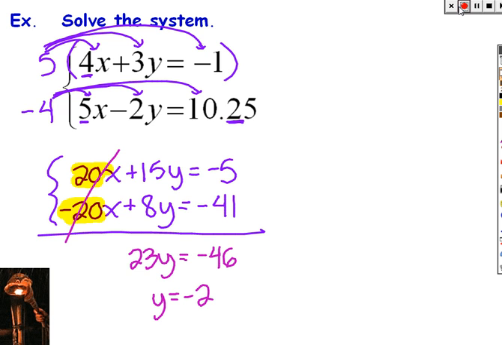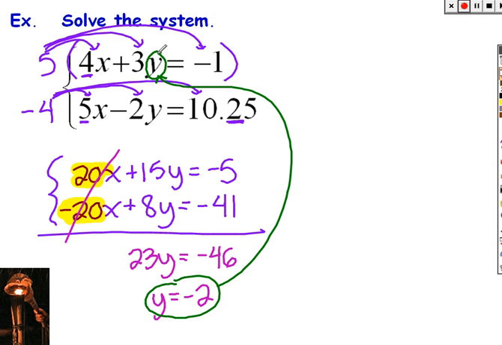Now what happens once I've solved for one of the variables? Well, just like we did with substitution, now I'm going to go here. If y equals negative 2, pick either of the equations. I'll just pick the first one and substitute in negative 2 for y. So now the first equation would look like 4 times x plus 3 times y, which is actually negative 2 now, equals negative 1.